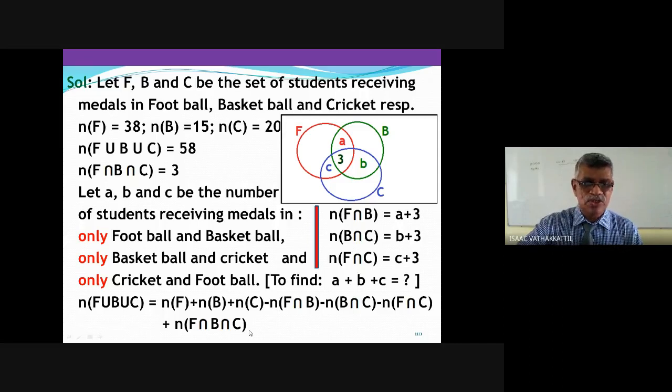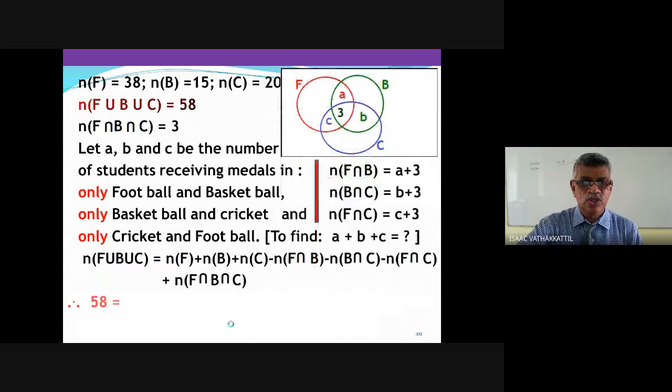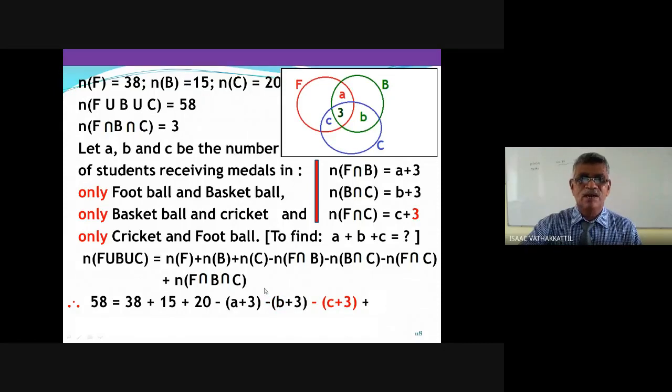Well, we substitute the values. Number of F union B union C, we already have 58, equal to number of F, 38, plus number of B, 15, plus number of C, 20, minus F intersection B, we have A plus 3, minus B plus 3, minus C plus 3, plus number of F intersection B intersection C, that is 3.